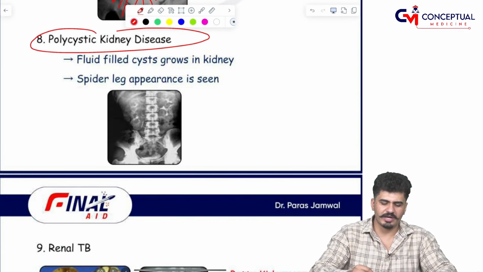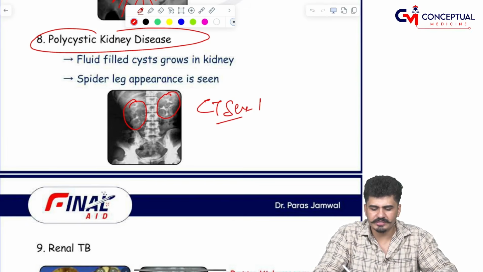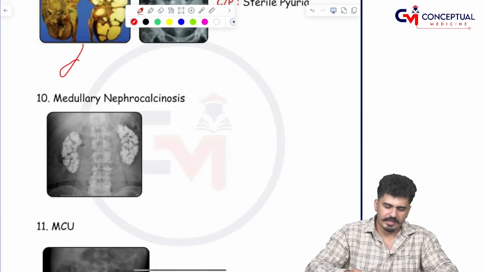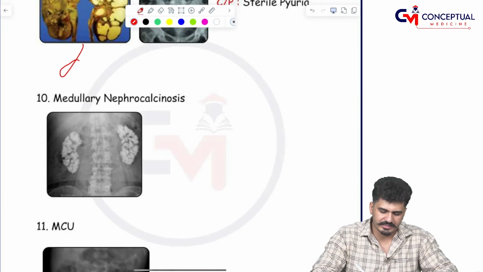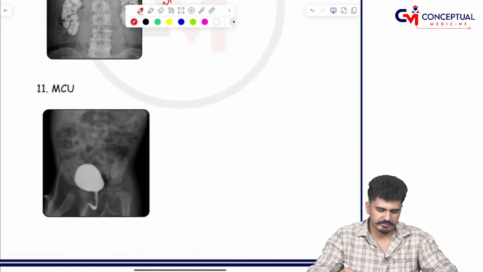Polycystic kidney disease. On IVP, you are going to see the spider leg appearance, and on CT scan, you are going to see the multiple cysts, sir. Renal TB, putty kidney, medullary nephrocalcinosis, you are going to see the microcalcification of the nephrons.